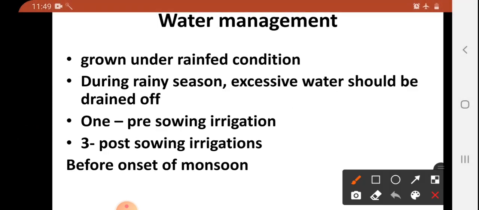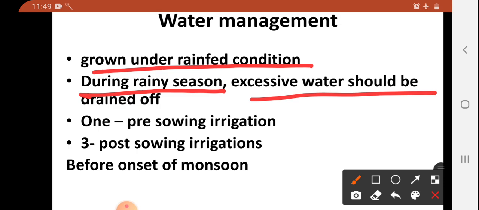Here is the water requirement of this crop. Generally, this crop is cultivated as a rain-fed crop. But in the rainy season, if heavy rainfall or excess water is there, we should make provision for drainage of this excess. We have to drain out all this excess water or heavy rainfall from the field to avoid a waterlogged situation. As we know, the young jute plant is very sensitive to waterlogging, so we have to use such practices to remove excess water.